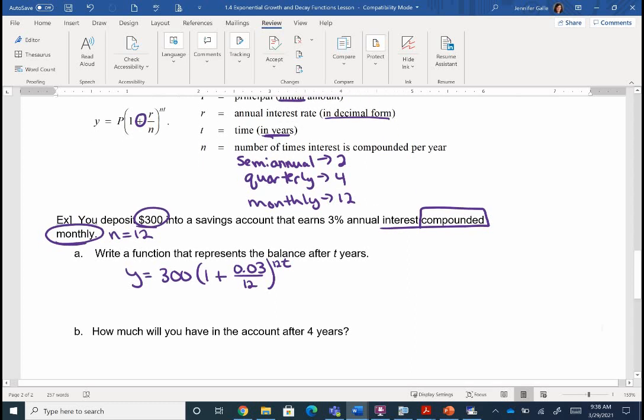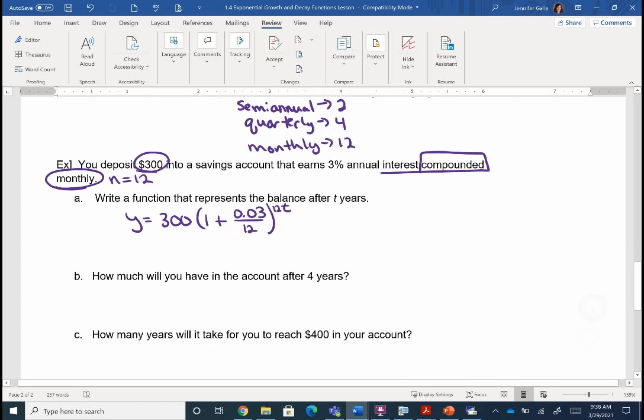So the reason, again, I put the 12 is because we're compounded monthly. There's 12 months in a year. So my N is 12. Now, let's say you put that in there this year, and if you don't add anything to it, how much would you have when you graduate? So let's see. How much will you have after 4 years?